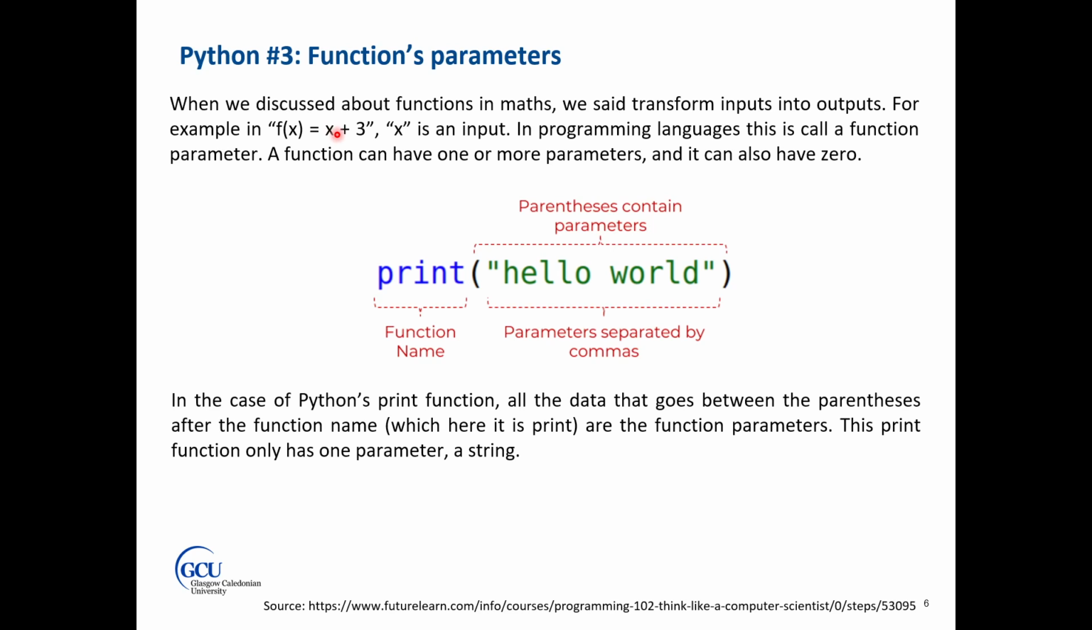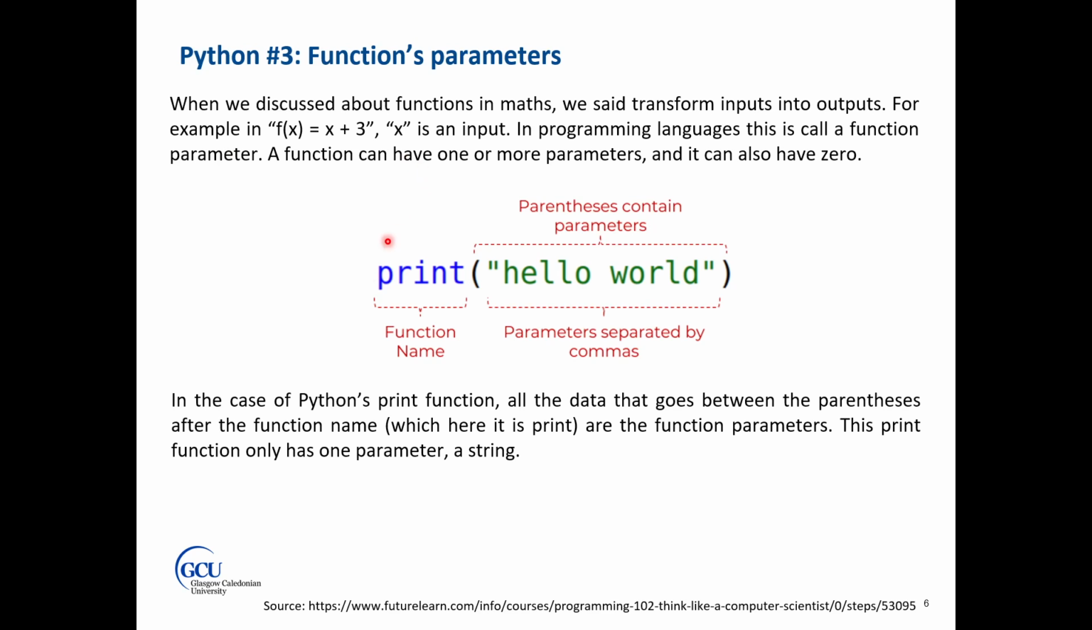In programming languages, the inputs are often called parameters or arguments. You will see that they use either one or the other, parameters or arguments. A function can have one or more parameters or can have zero, for example, as you will see later.